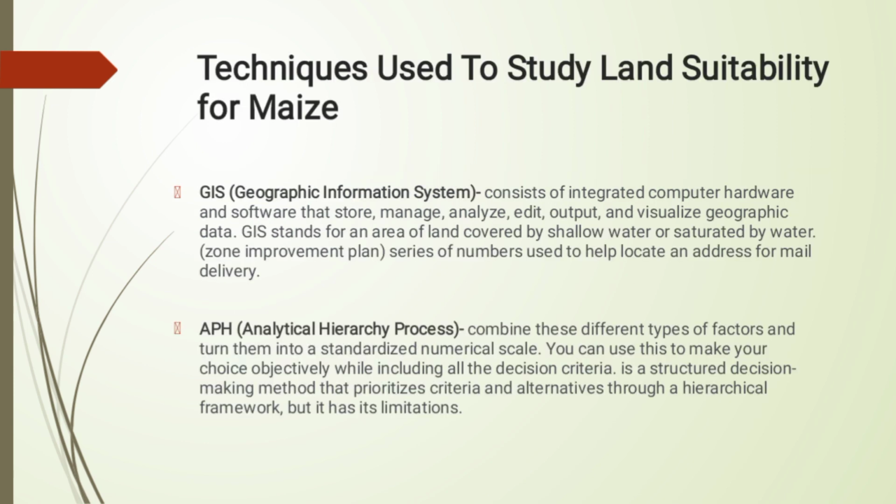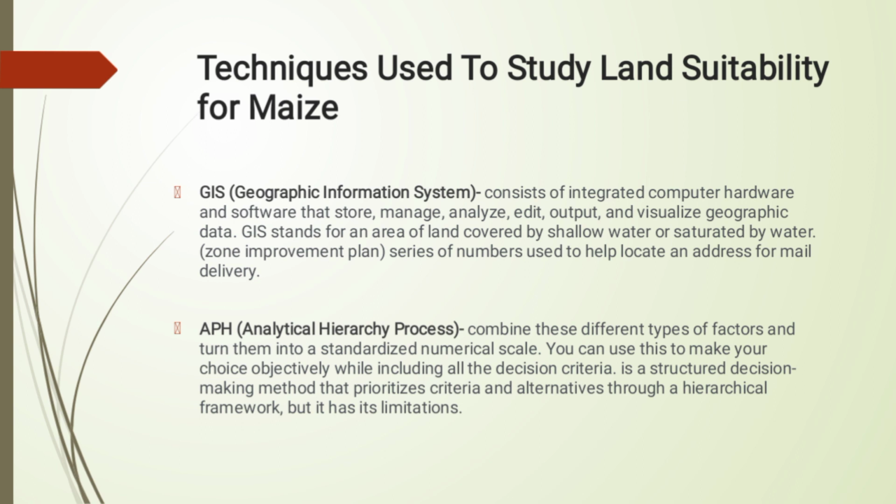Techniques used to study land suitability for maize. First is GIS, or Geographic Information System. It consists of integrated computer hardware and software that store, manage, analyze, edit, output, and visualize geographic data. GIS stands for an area of land covered by shallow water or saturated by water. Zone Improvement Plan, series of numbers used to help locate an address for meal delivery.